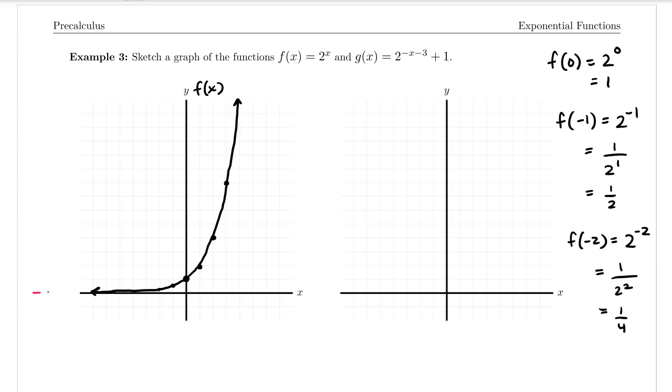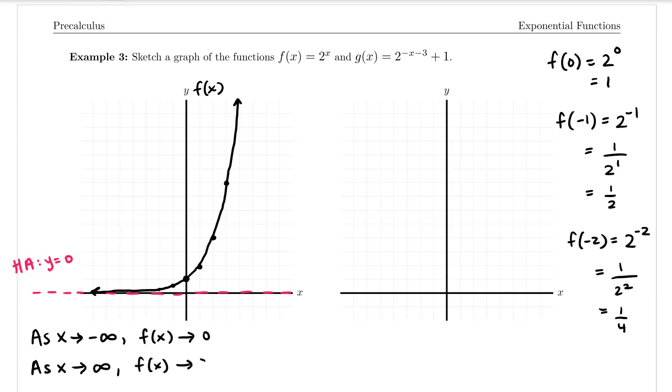And so we've kind of explored this idea before. On our x-axis here, we have a horizontal asymptote. So there is a horizontal asymptote of y equals 0. So let's kind of talk about the end behavior of this function now. As x approaches negative infinity, in other words, as we go to the left direction on the graph, the y values, f of x, those approach 0. And as x approaches positive infinity, those values keep increasing, and those go off to positive infinity. So this describes the end behavior of our graph here.